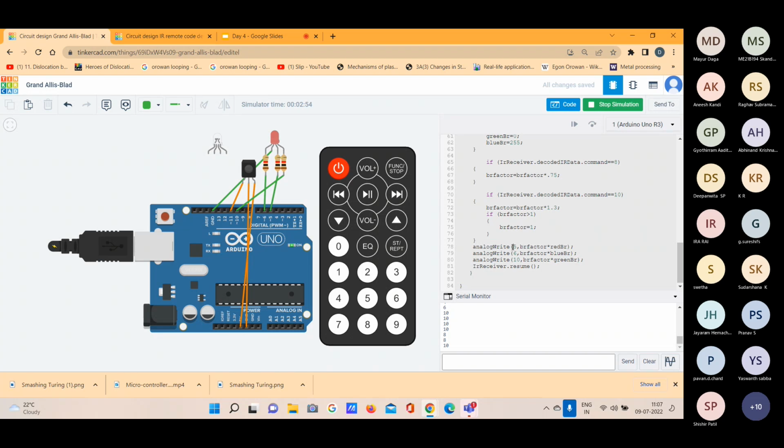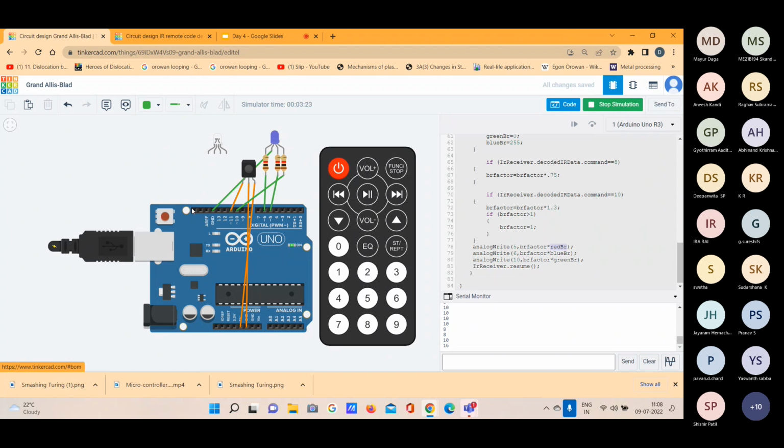So I'll write to analog PWM pin 5 the original brightness of red multiplied by the brightness factor, like for an LED whatever it is. It cannot go beyond 1 and it cannot go below 0. So if you press this, the brightness factor will become 75% of the initial, and it will be multiplied with, suppose you have pressed 1.